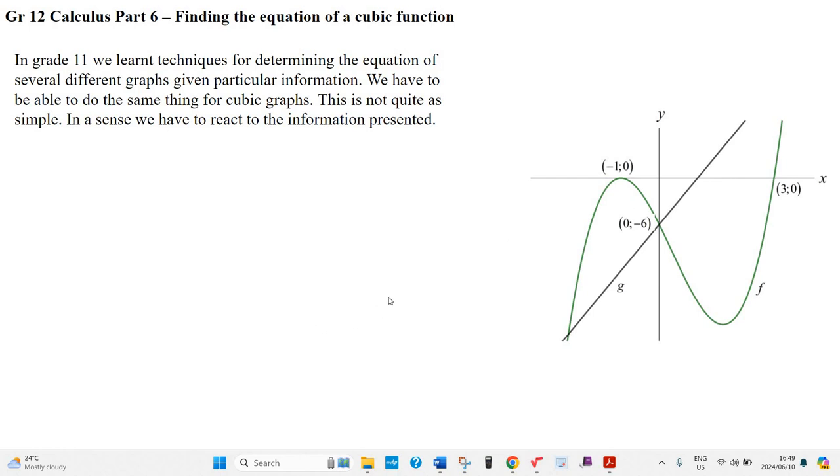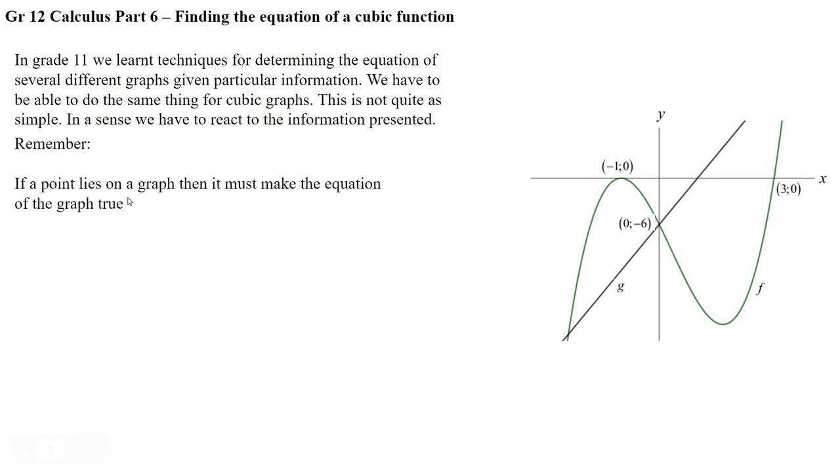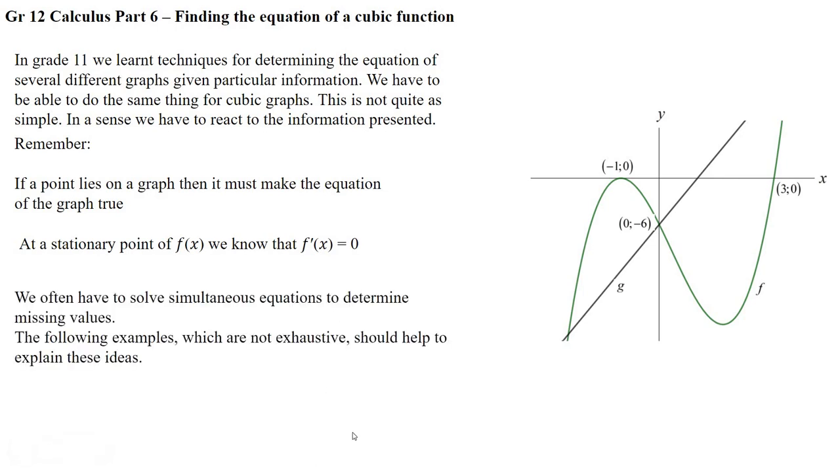Let's just see. We've got this equation. We're given a couple of things. Let's see what we're given. If a point lies on the graph, then it must make the equation of a graph true. That's an important thing, okay? So you can substitute it into the equation. At a stationary point, if you've got a turning point, we know that the derivative, f prime of x, is equal to 0. Those are two big ideas.